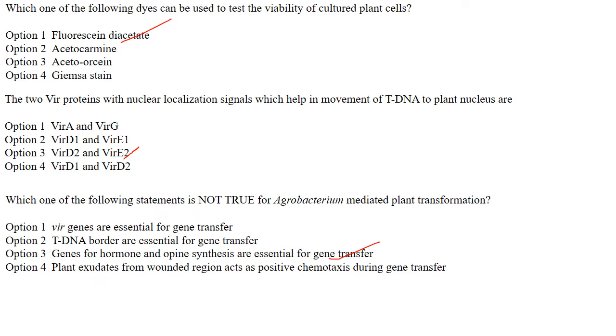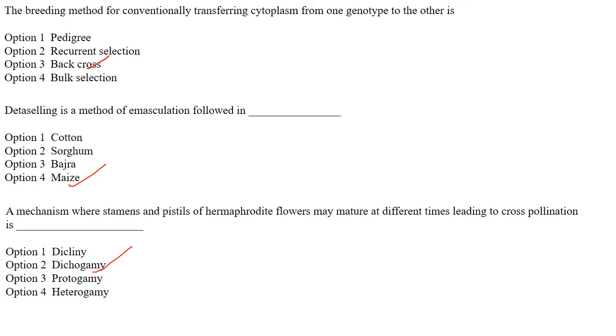Which one of the following statements is not true for Agrobacterium-mediated plant transformation? Vir genes are essential for gene transfer. T-DNA borders are essential for gene transfer. Genes for hormone and opine synthesis are essential. That is not essential for gene transfer. So answer is option 3. The breeding method for conventionally transferring cytoplasm from one genotype to another is backcross. Answer is option 3.